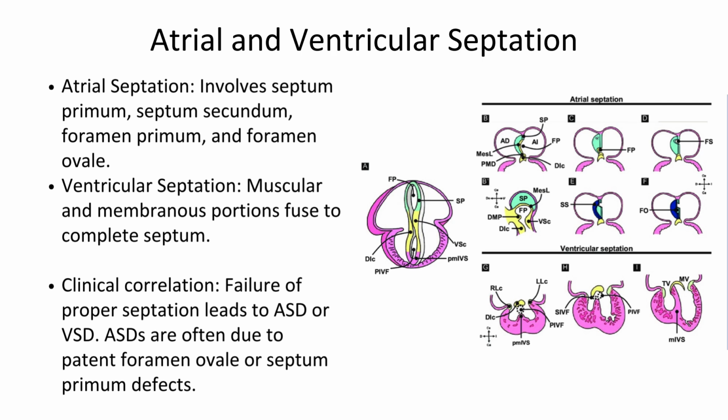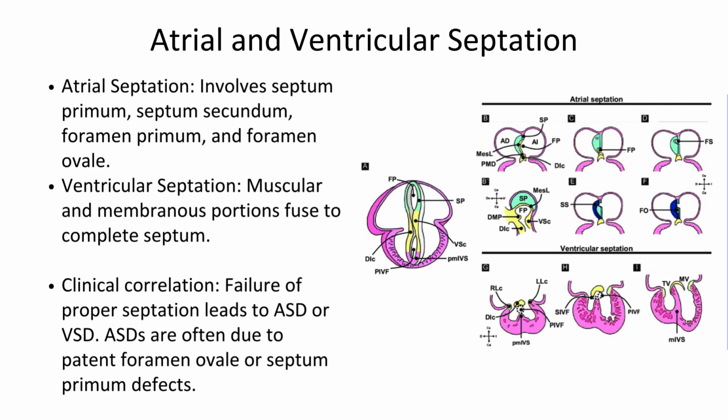Next, ventricular septation starts with the muscular septum growing upward. Then, the membranous septum, derived from neural crest cells, closes the gap between the muscular septum and the outflow tract. Most ventricular septal defects, VSDs, occur in this membranous part.